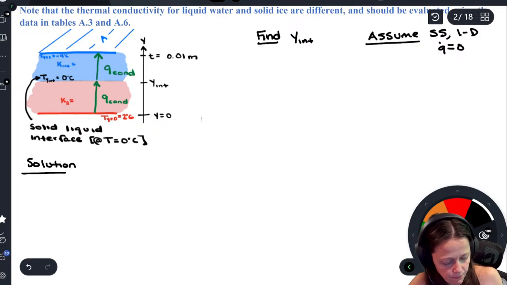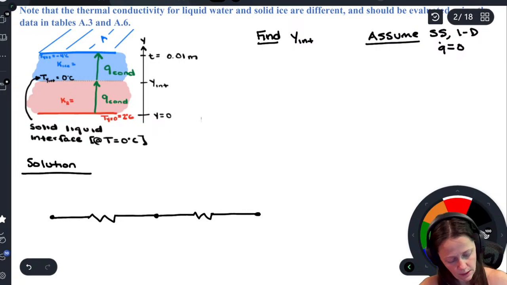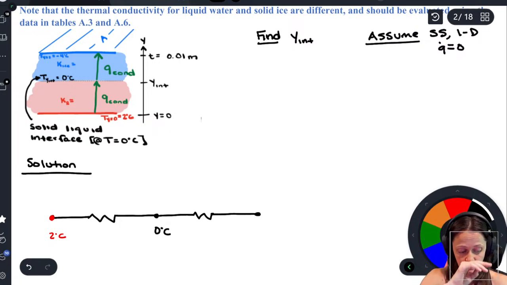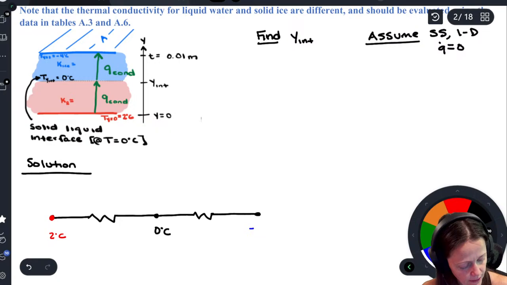All right. So I'm going to put it horizontally. Okay, so I'm going to have three discrete temperature nodes. I have one at 2 degrees. I have the one in the middle, which is 0 degrees. And then I have at y is equal to 0.01 meters, that's going to be at negative 4 degrees Celsius.